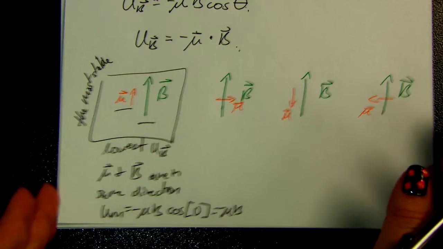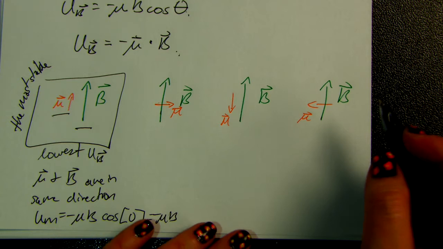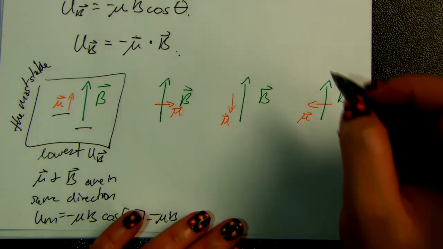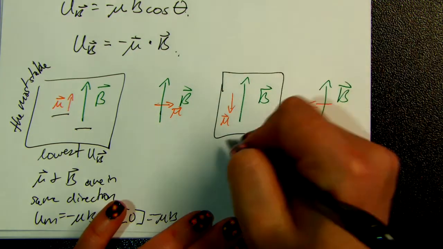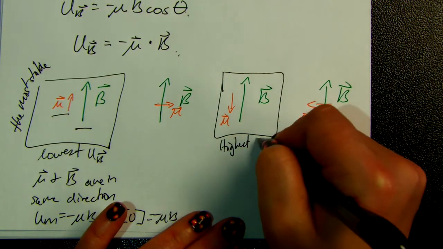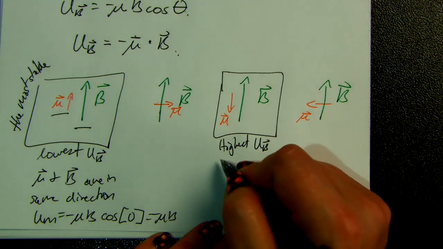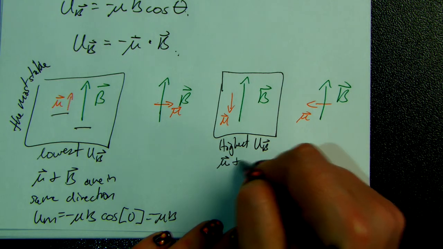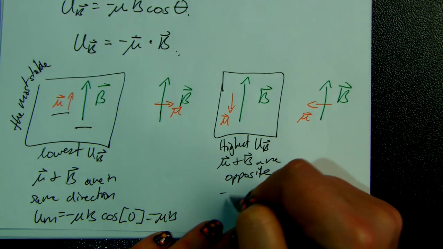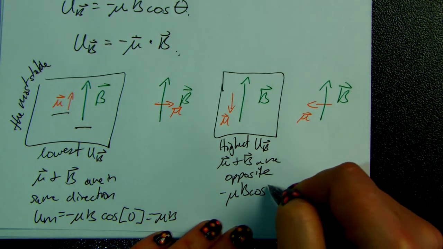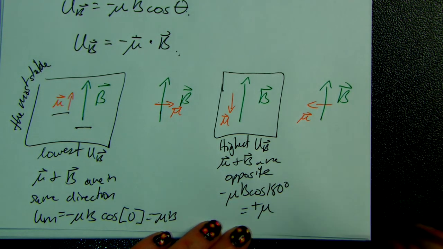Okay, so using that logic, we could imply that over here we have the highest potential. So right here we have the highest potential energy. So mu and b are in opposite directions. So minus mu b cosine 180 degrees is equal to plus mu b.